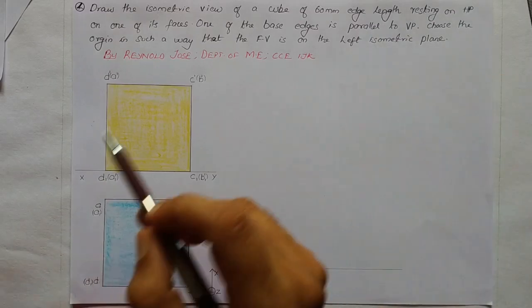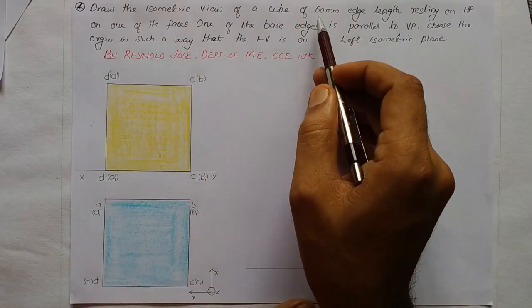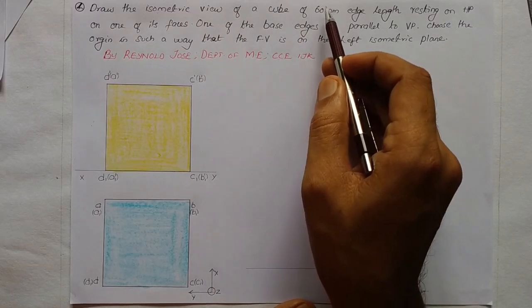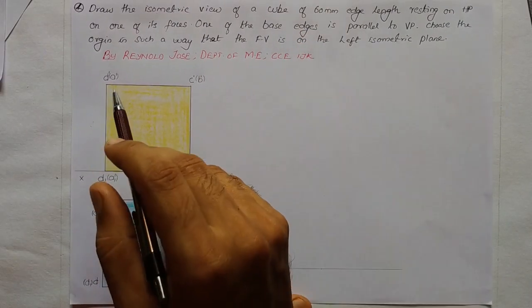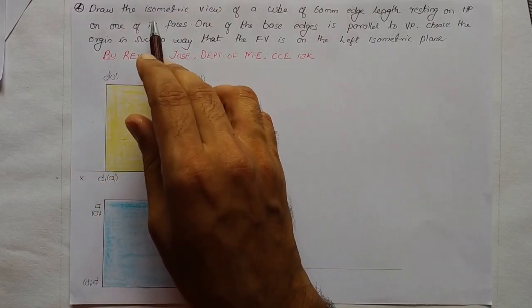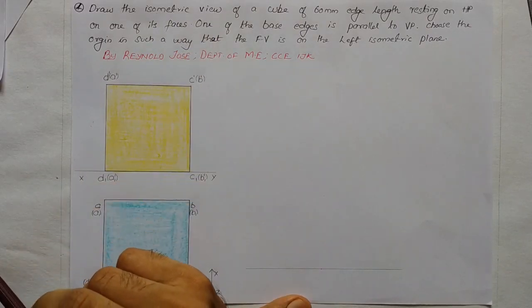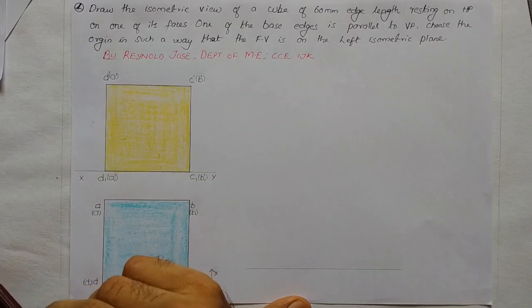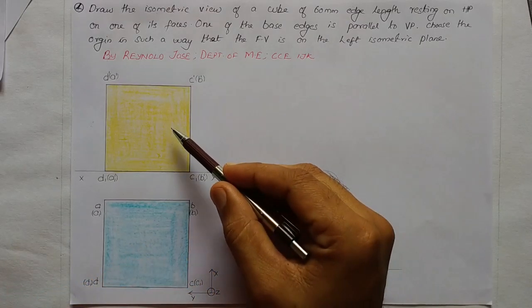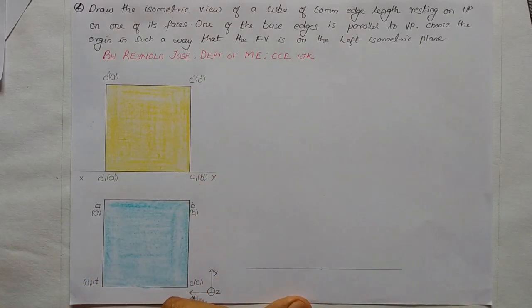So this is a problem involving the isometric view of a solid, which is a cube having an edge length of 60 mm. As this is a problem involving isometric view, we don't require an isometric scale. And the very first step is drawing the front view and top view as per the requirement of the question.